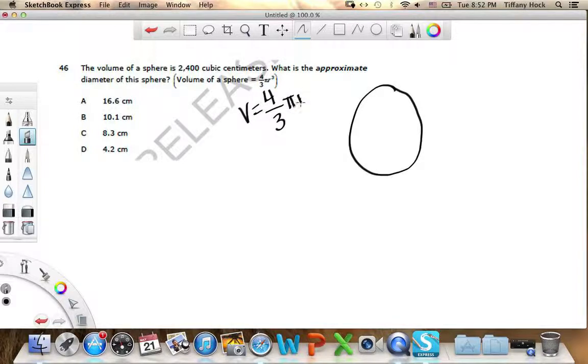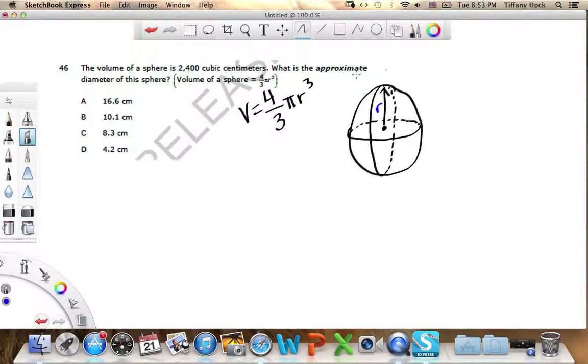pi r cubed. Now, imagine you have a sphere here, and I'm just going to try and draw a little rough 3D drawing of what a sphere should look like. So obviously we have this round ball shape here, and the radius is going to be from the inside here to the top, to the edge, however you want to think about it. That distance right there is our r value, the radius.